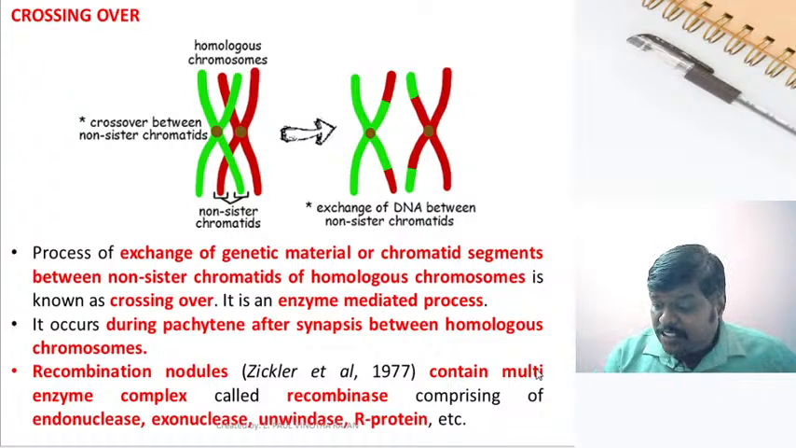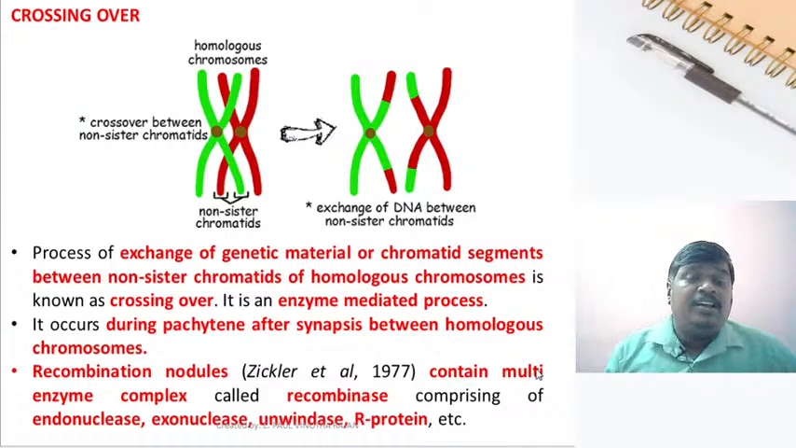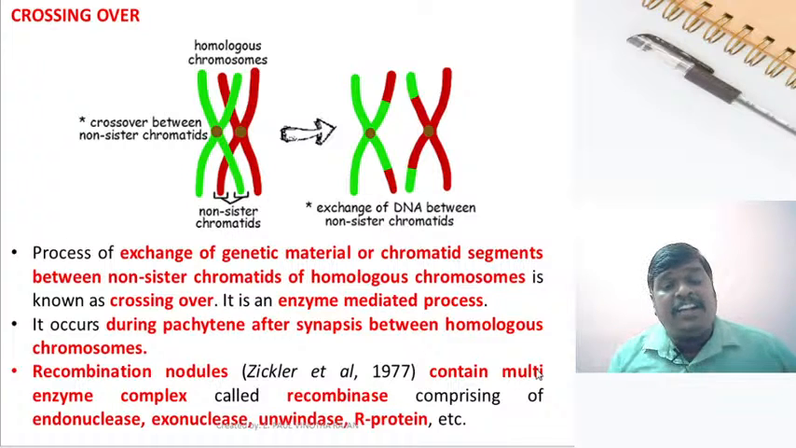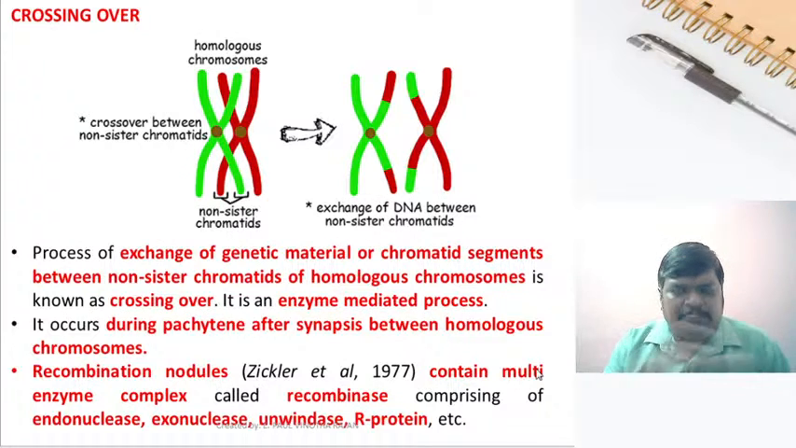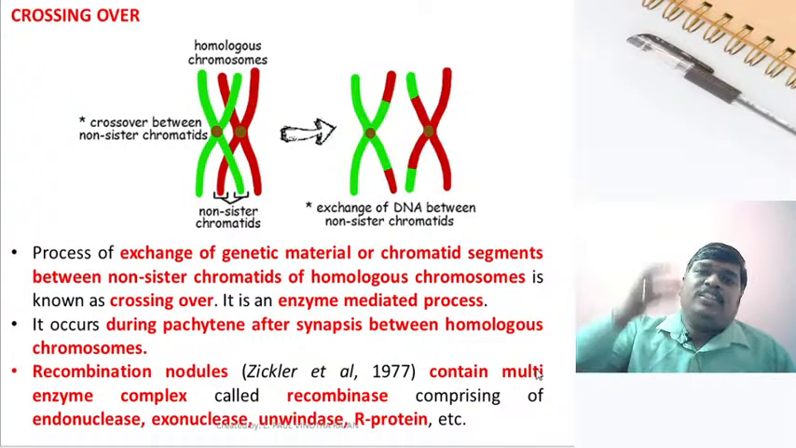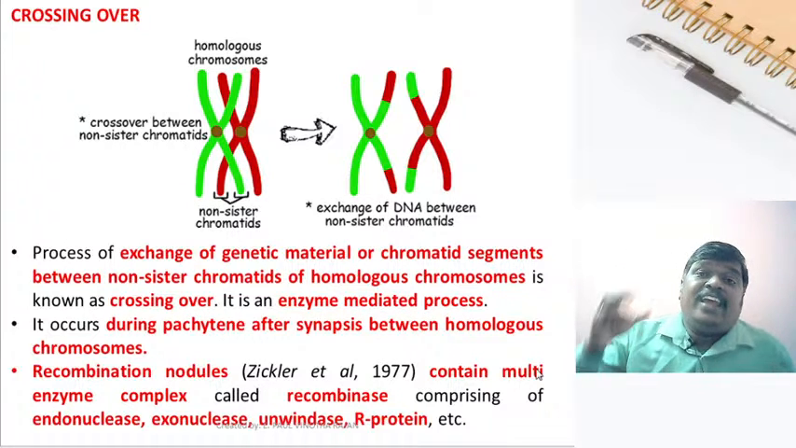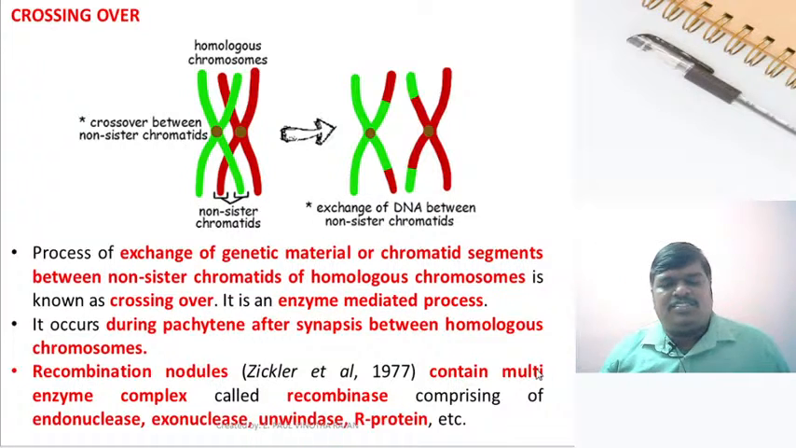Meiosis is the only cell division where crossing over of chromatid segments takes place. The exchange of segments between non-sister chromatids is called crossing over. Crossing over is an enzyme-mediated process, and a lot of enzymes are involved in it.